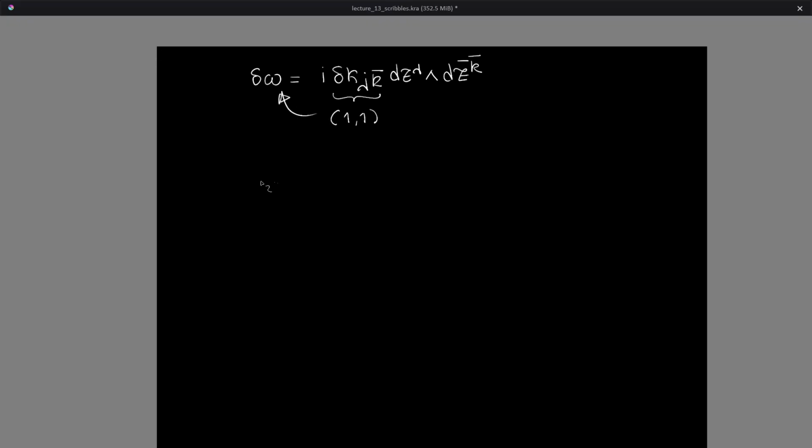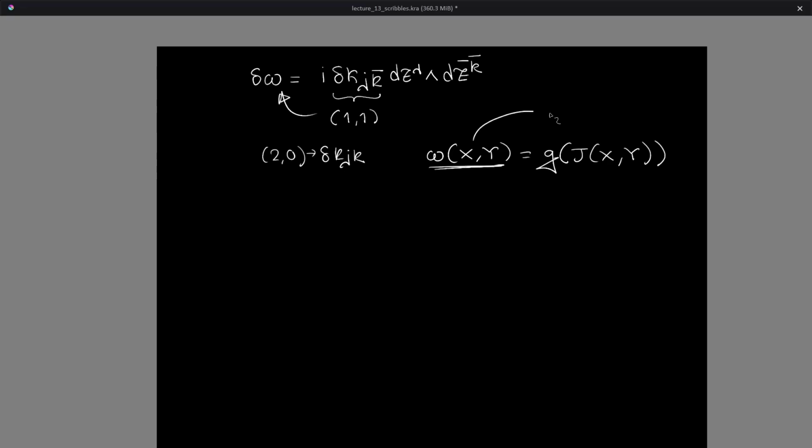We can't take the 2-0 form part, which was the delta k jk part, because we know that omega is equal to, well, let me write it like this. Omega of x y is equal to the Riemannian metric g of j of x y. If we were to add a 2-0 component, then omega would no longer be a pure 1-1 form, which would inevitably change the complex structure, and we're not allowed to change the complex structure. Remember, we have to take the Kähler form and perturb it while keeping the complex structure constant.